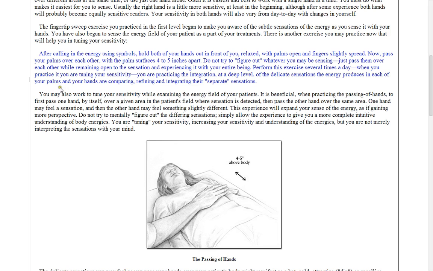When you practice it, you are tuning your sensitivity. You are practicing the integration at a deep level of the delicate sensations the energy produces in each of your palms and your hands, comparing, refining, and integrating their separate sensations. So this is how you fine-tune your hands.